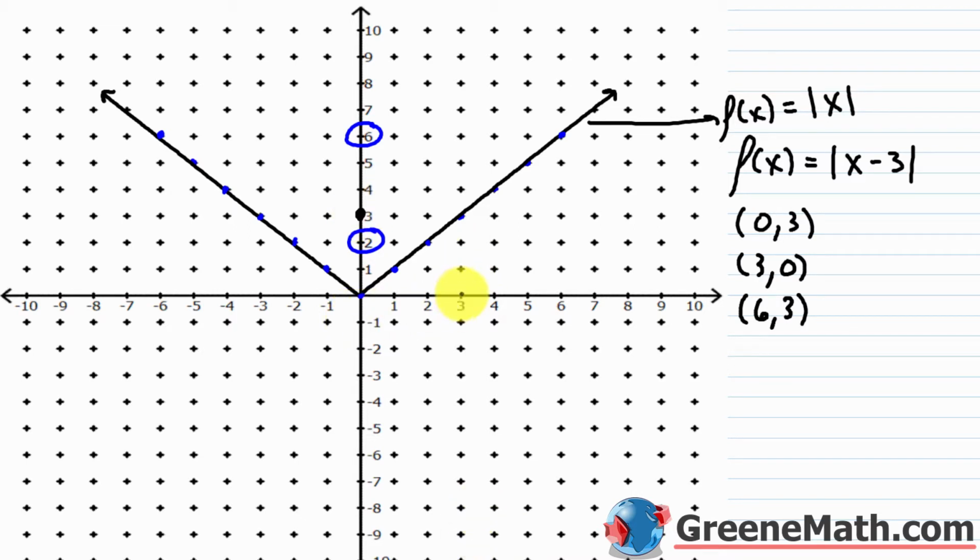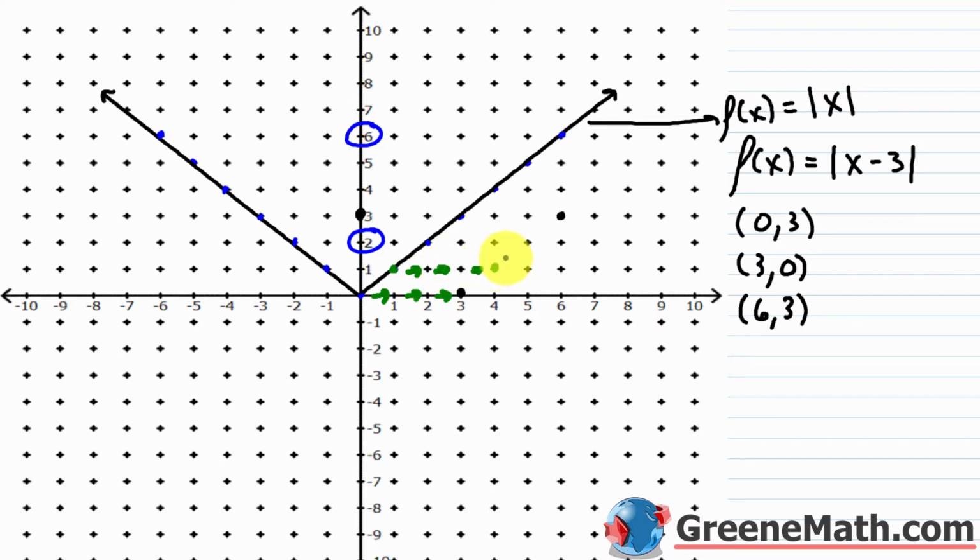Then 3, 0 is going to be right here. And 6, 3 is going to be right here. So all we're really doing is shifting everything to the right 3 units. So this would go 3 units to the right. That's my point. I could take this point right here and go 1, 2, 3 units to the right.